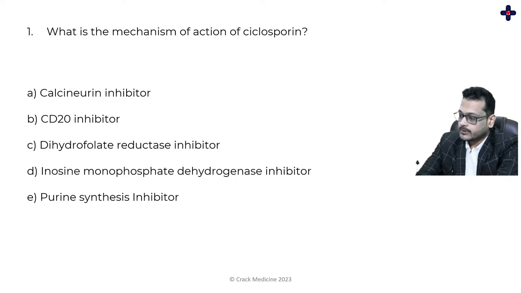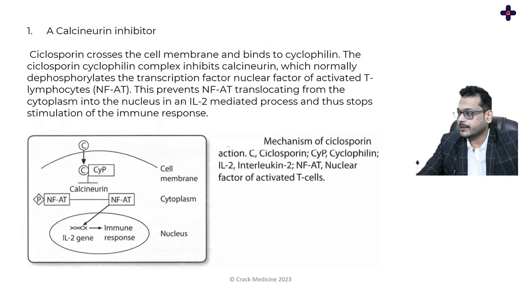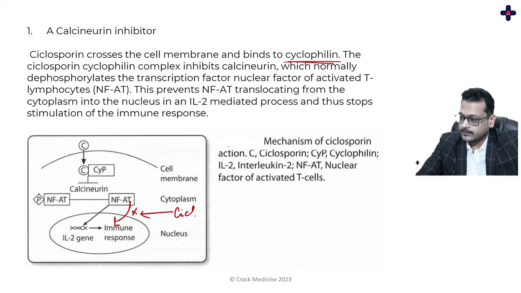So I hope all of you know this one. The correct answer to this is calcineurin inhibitor. That is A. Now, the most important thing about cyclosporin you have to remember for your exams is what it does. Basically, it binds to cyclophilin. Now, the cyclosporin-cyclophilin complex inhibits NFAT, the nuclear factor of activated T lymphocyte cells, from translocating from the cytoplasm into the nucleus, right? So this is exactly where cyclosporin acts.